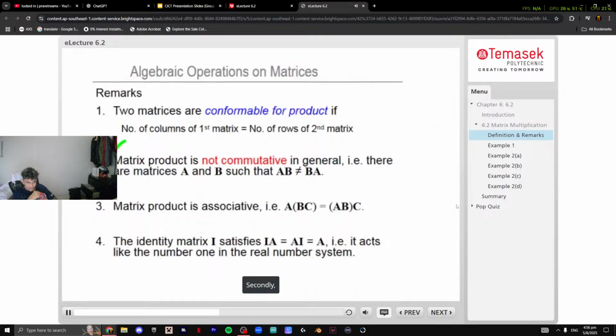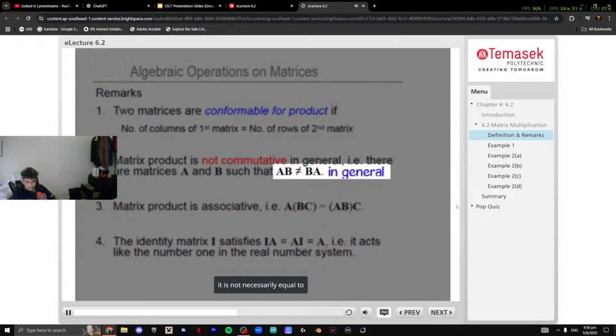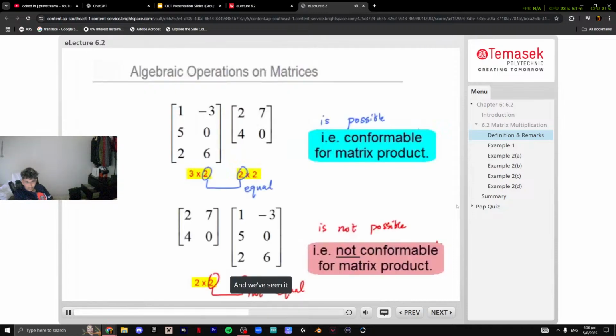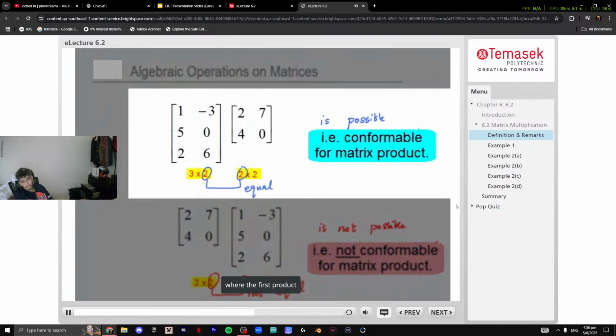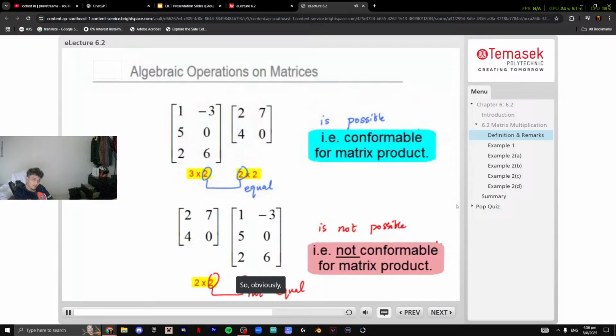Secondly, matrix product is not commutative in general. That means if we take A times B, it is not necessarily equal to B times A. And we've seen it in this case, where the first product is possible, but if we switch it around, it is not possible. So obviously, these two products are not equal.